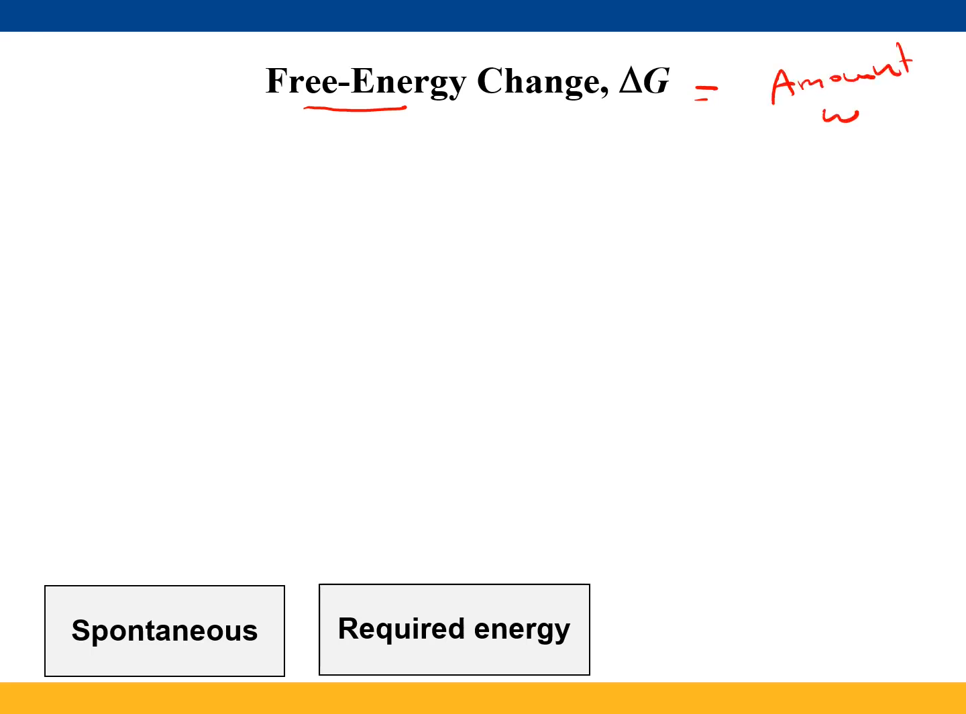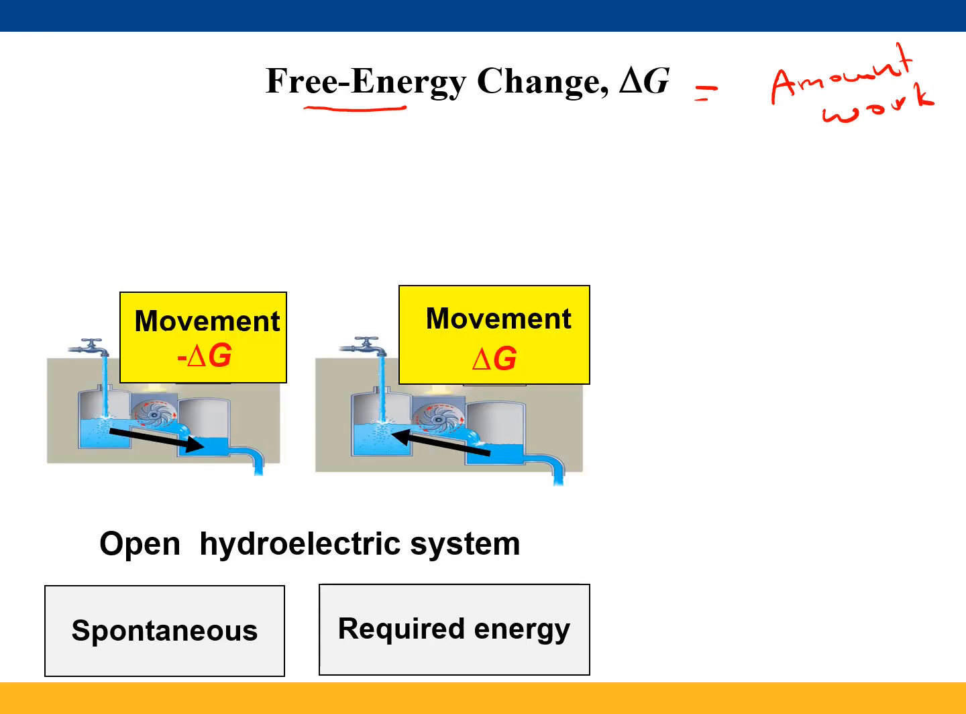system can do. And your textbook shows us this hydroelectric system that is a good way to try to understand this. Here we have two types of hydroelectric systems. Both are open. However, in one case, the relationship is spontaneous, while in the other one, you require energy. I want you to try to see why this one is spontaneous and why this one requires energy. So try to think about it.